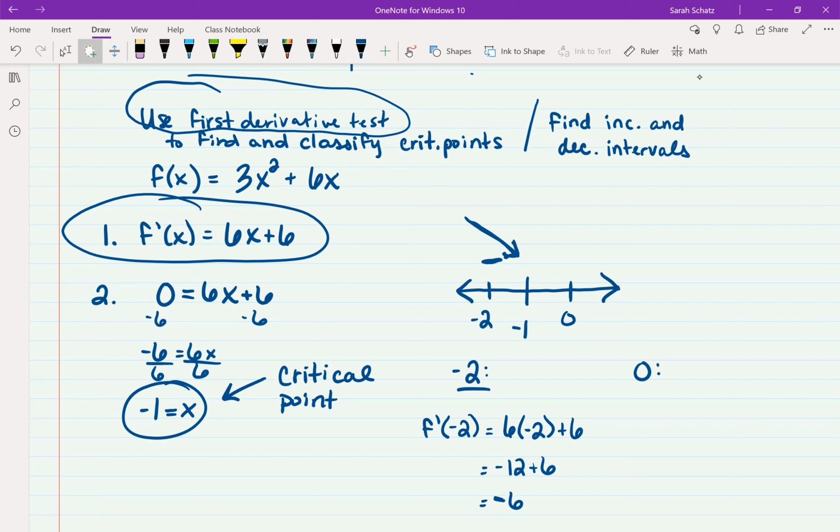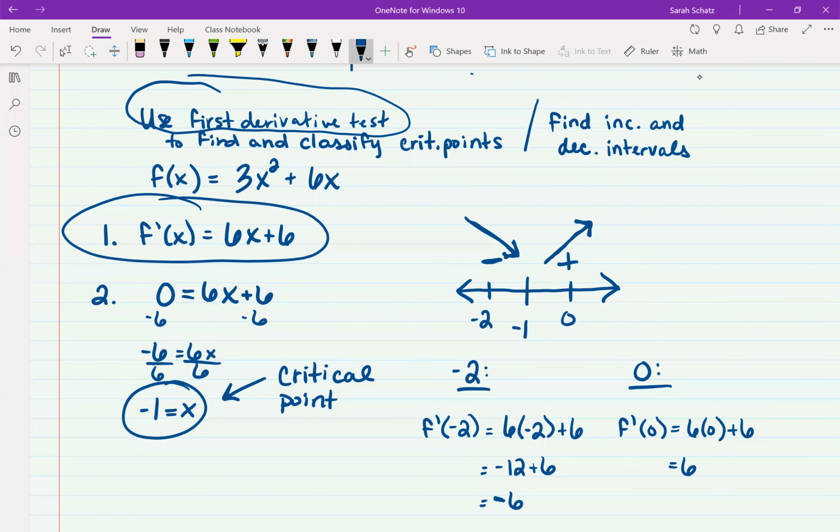So test 0 into the derivative. So that's going to be the derivative at 0. We'll get 6 times 0 plus 6. So we get a +6 there. It is positive. That's what I'm concerned with. So I'm going to put a big plus over this interval. You can draw it in. Show me that you know that means it's increasing at that point.